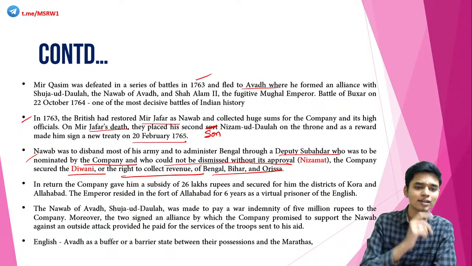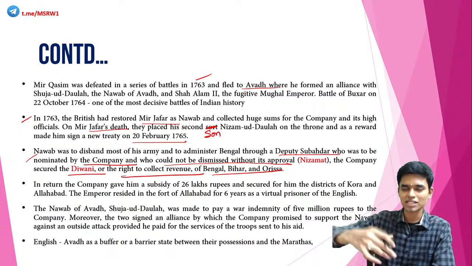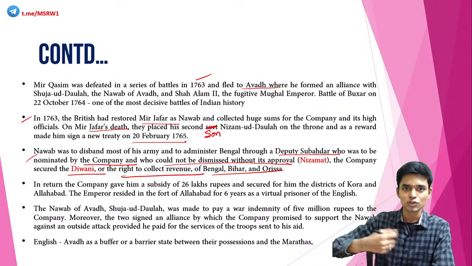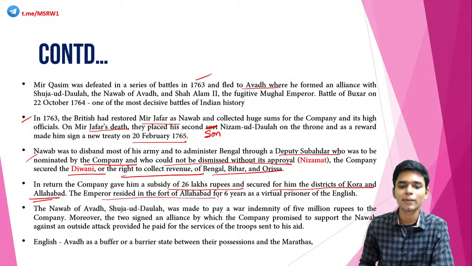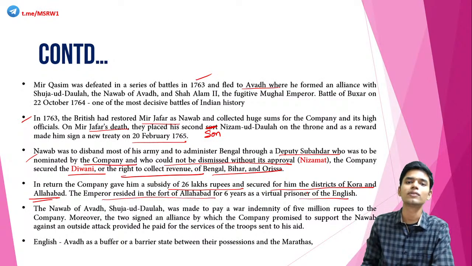Okay, in return, the English East India Company took all these from the Nawab. So in return they also granted something. What is that? The company gave him a subsidy of 26 lakh rupees and secured for him the districts of Kora and Allahabad. The emperor resided in the fort of Allahabad for 6 years as a virtual prisoner of the English.